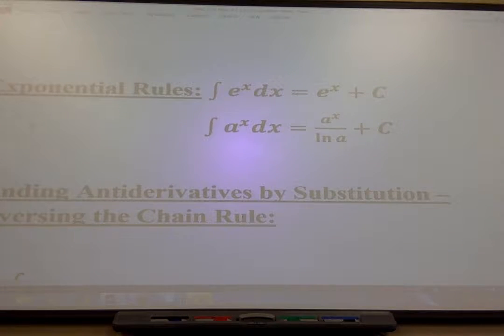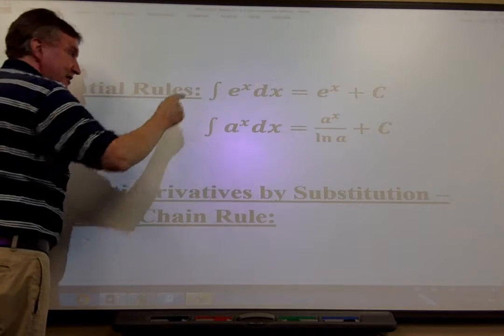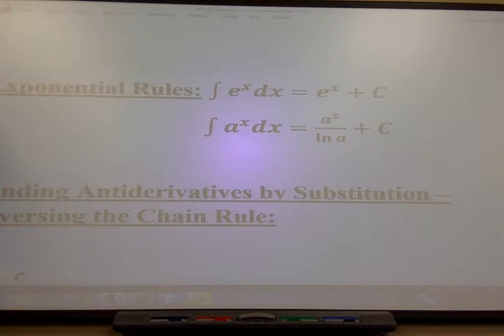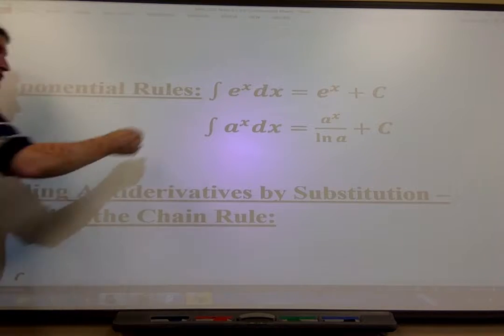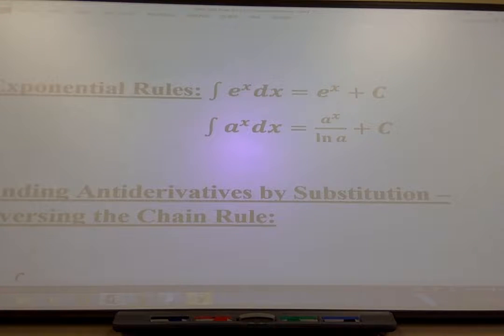Here are the rules for exponentials. Remember how we said the derivative of e to the x is e to the x? Same thing if you go backwards. The antiderivative of e to the x is e to the x. If this is a more complicated exponent, we have to do that in the next section. That's going to be reversing chain rule, which is going to be a little more complicated. All right? And that's what this will be.